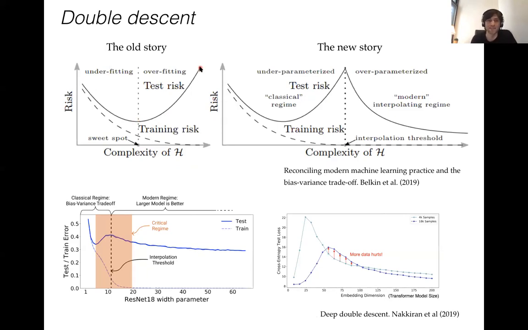What actually happens if you do something crazy, which is to say, you know what, I made my model more complex and it got worse. What if I just keep going? What if I go even more complex? It turns out that in certain cases, that test error goes back down again, and you can actually end up with better performance than the minimum over here. And this is called the modern, if you want, regime, and this is the classical regime.